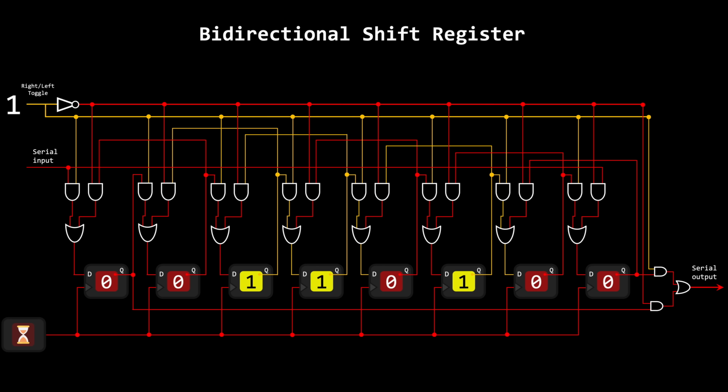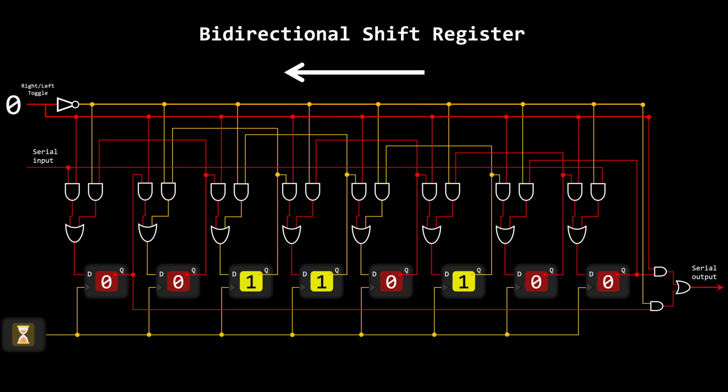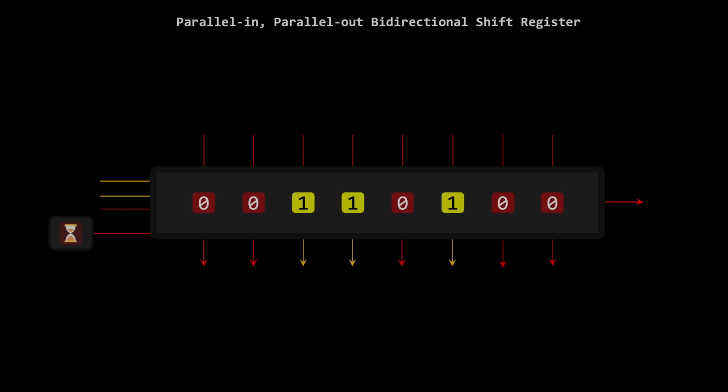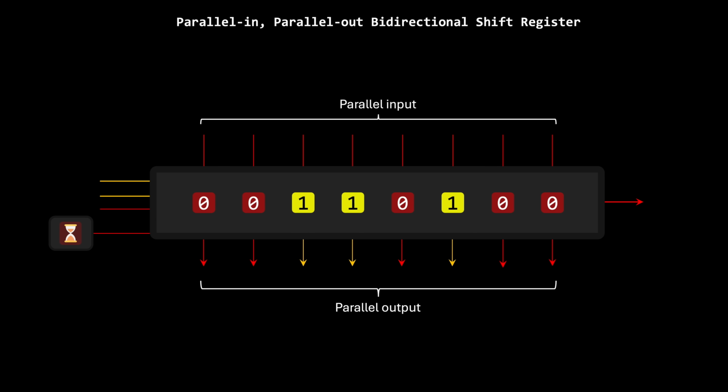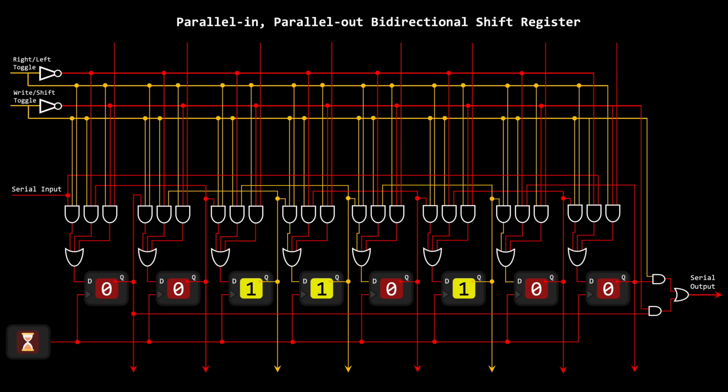A bidirectional shift register can toggle its shifting direction, so we can move all bits to the right or to the left whenever we need to. More advanced designs even allow parallel read and write operations. Parallel input is especially useful because it lets us load multiple bits, say 8 bits, into the register in a single clock cycle. While one input toggles the shift direction, another input switches between write mode and shift mode.